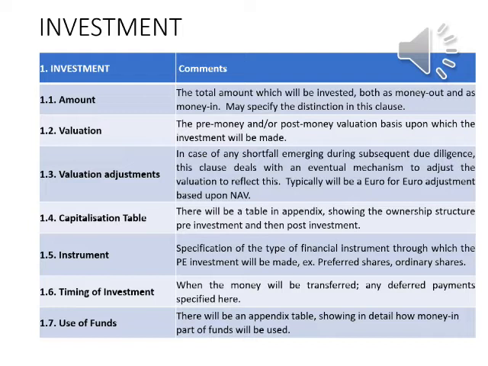1.5 Instrument. Specification of the type of financial instrument through which the private equity investment will be made, for example preferred shares, ordinary shares. 1.6 Timing of investment. When the money will be transferred, any deferred payments will be specified here. 1.7 Use of funds. There will be an appendix table showing in detail how the money in part of the funds will be used.